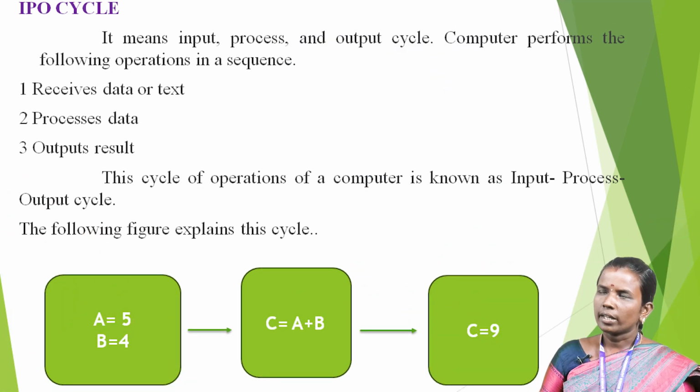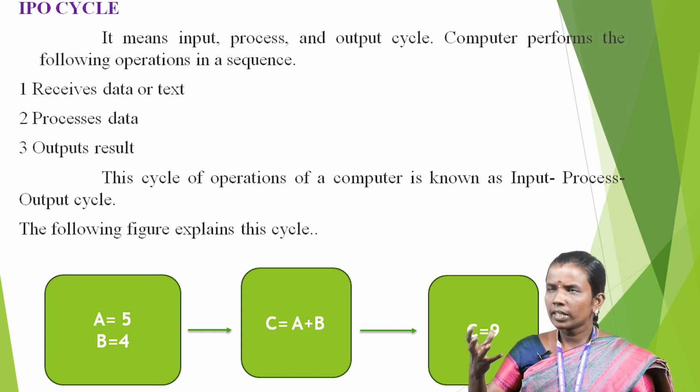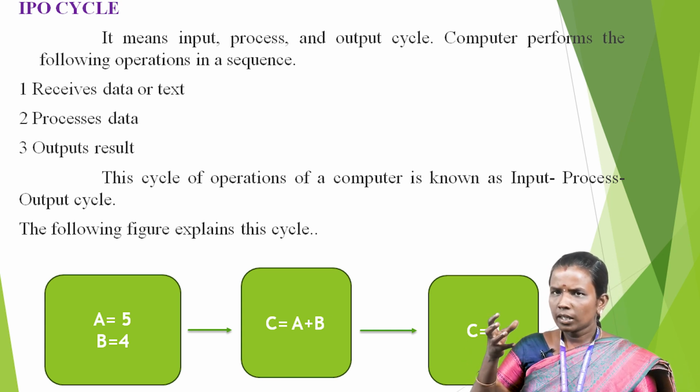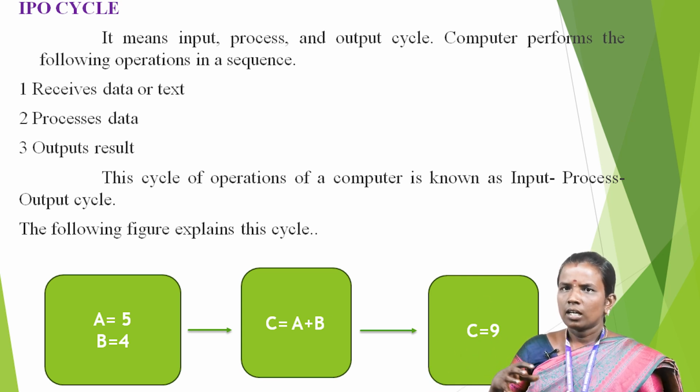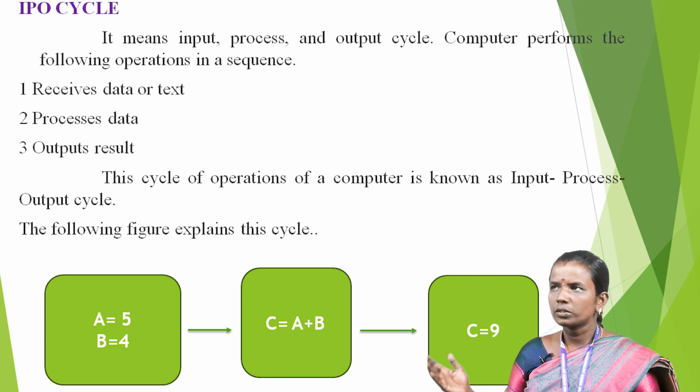Then the next one is the IPO cycle. It means input, process and output cycle. A computer performs the following operations in sequence. First one, receiving data or text. Second one, processing of data. Third one, output of the results. This cycle of operations of a computer is known as the input, process, output cycle. That is called the IPO cycle. The following figures explain this cycle.